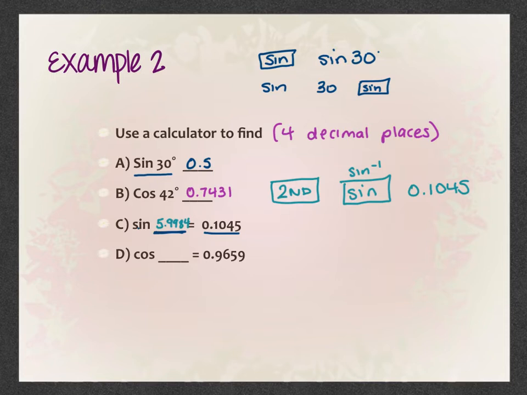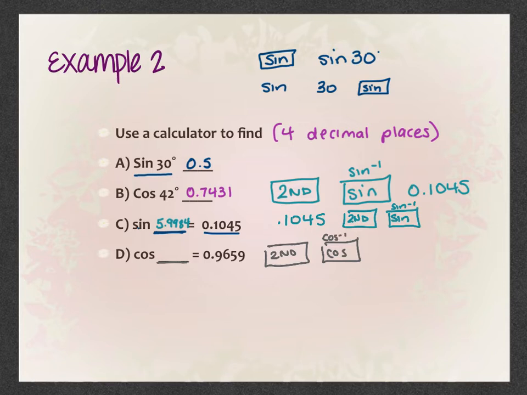And again, if you have the second type of calculator, you're going to do 0.1045 first, then you're going to do second, then sine to get the sine to the -1. And the last one, again, we don't know the angle. We're saying cosine of what angle is 0.9659. So we're going to do second, cosine this time to get to the cosine to the -1, 0.9659. And I get 15.0057.